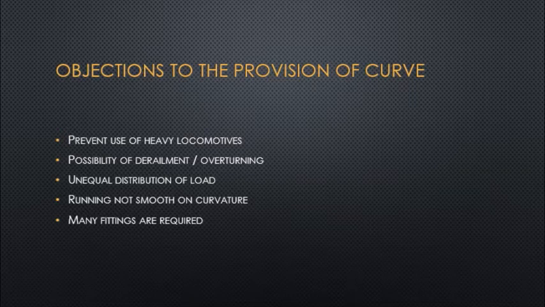The curves prevent the use of heavy locomotives. Since curves are prone to accidents, derailment may occur in these portions of the track. Curves cause unequal distribution of load. Running is not smooth on the curves, and these are highly dangerous places, vulnerable to derailments and accidents.